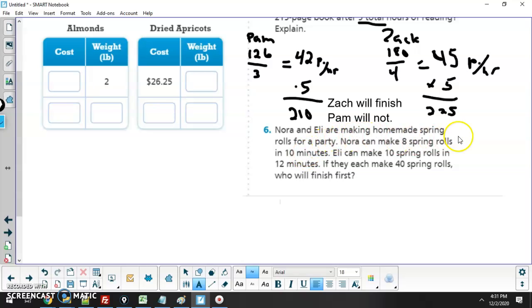Nora and Eli are making homemade spring rolls for a party. Nora can make 8 spring rolls in 10 minutes. Eli can make 10 spring rolls in 12 minutes. If they each make 40 spring rolls, who will finish first?